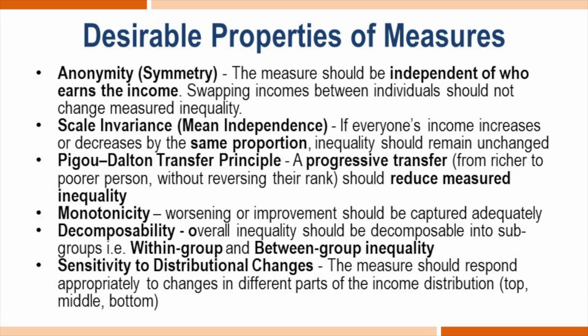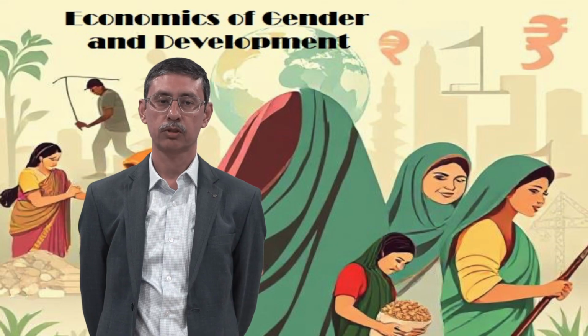Then there is monotonicity. What it means is that if there is a worsening or improvement in the indicators, that should also be reflected in the overall measure that we have adopted. And then a very important property, decomposability, that whatever measure we have should be able to be decomposed into subpopulations, between or within groups, and that's a very important property. Some of the indicators fulfill those properties. For instance, the Theil index fulfills the property of decomposability. And then of course sensitivity, which means that the measures should respond appropriately to the changes in different parts of the distribution of the value: top, middle, or bottom.